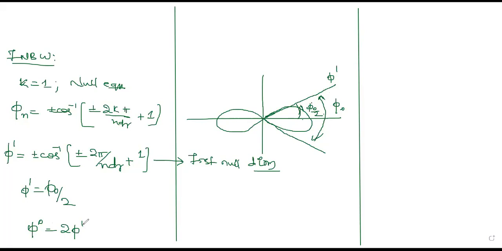Similarly, like how we have done for the previous case, now write for phi naught, which is equal to 2 times the equation of phi dash, that is plus or minus 2 times cos inverse of plus or minus 2 pi by NDR plus 1. So this equation represents phi naught, not phi dash. You are substituting phi dash there. So 2 times phi dash will give you phi naught, that is the first null beamwidth.